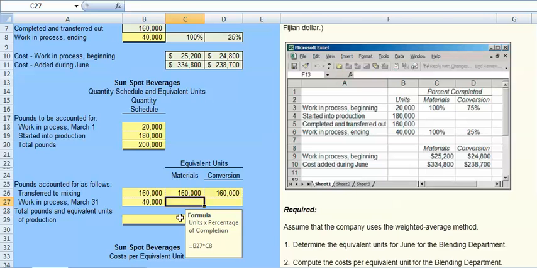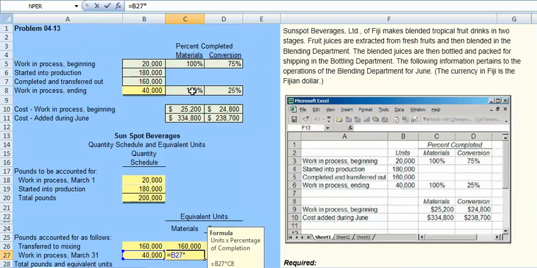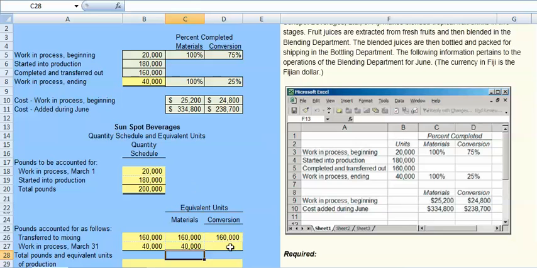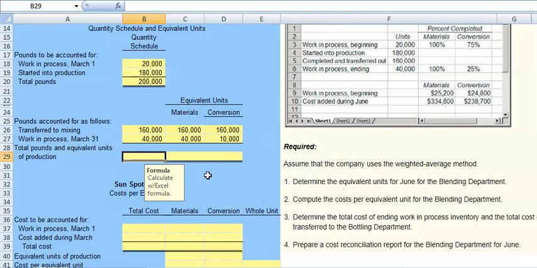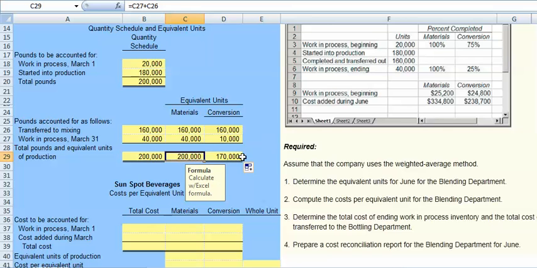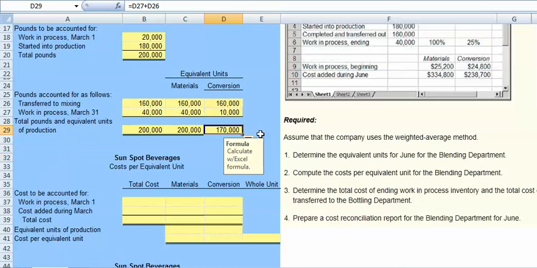Now in terms of ending work in process, we need to do our units, which in this case is 40,000, times the percentage of completion for direct materials. Ending work in process, 100% complete, 40,000 units. With respect to conversion cost, 40,000 times our 25% complete. Total equivalent units we need to calculate here. That's going to be our 40 plus our 160. Total units, there's our 200. For materials, 200. For conversion cost, 170.